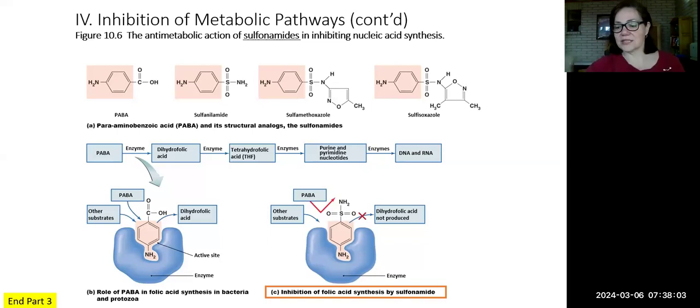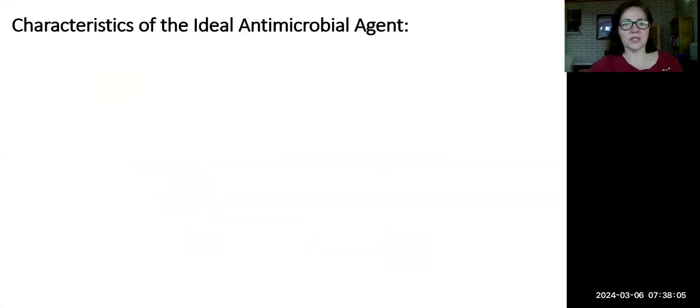And now we're going to transition to thinking in general: what are we looking for in an ideal antimicrobial agent? So we went over the different mechanisms that they can use, but in addition to how they kill the microbe, what other features are beneficial or helpful to evaluate in an antibiotic or an antimicrobial?